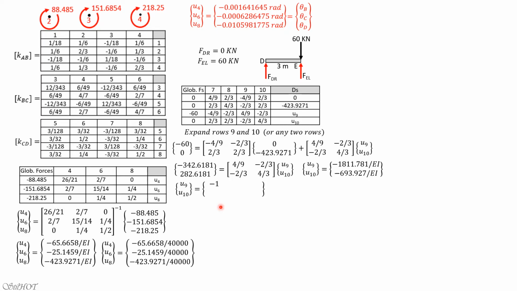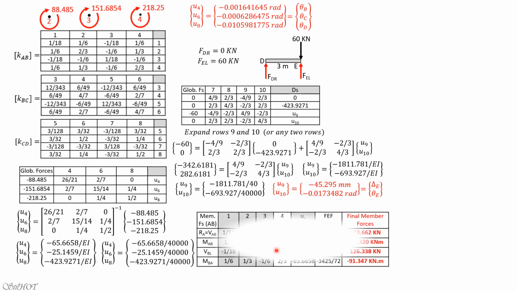Then in mm and in radians, we divide by 40,000. That's the technique to make it mm, 40,000 for theta for U10. So U9, U10 would be negative 45.295 mm and negative 0.0173482 radians. This corresponds to delta E and theta E.